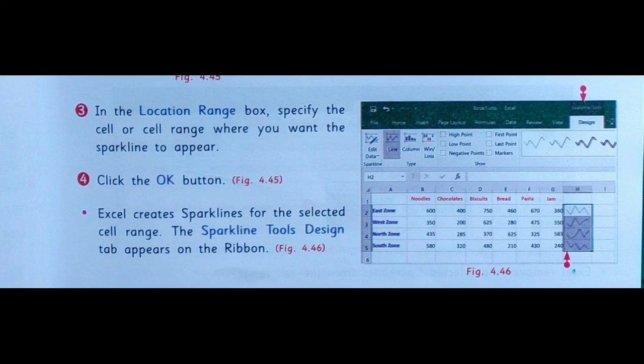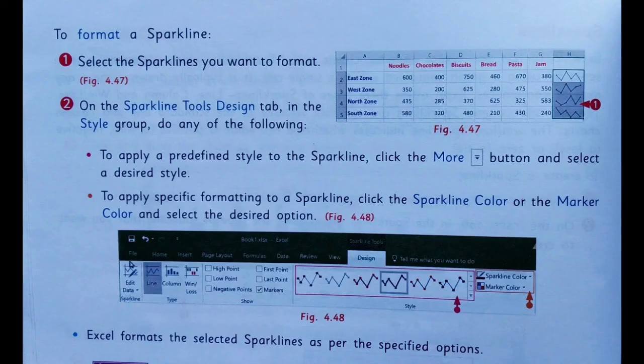The Sparkline Tools Design tab appears on the ribbon. To format a sparkline, select the sparklines you want to format. On the Sparkline Tools Design tab, in the Style group, do any of the following. To apply a predefined style to the sparkline, click the More button and select a desired style. To apply specific formatting to a sparkline, click the Sparkline Color or the Marker Color and select the desired option. Then Excel formats the selected sparklines as per the specified options.